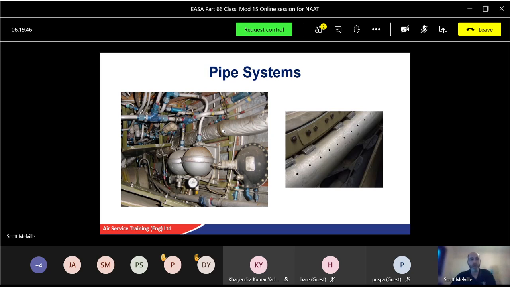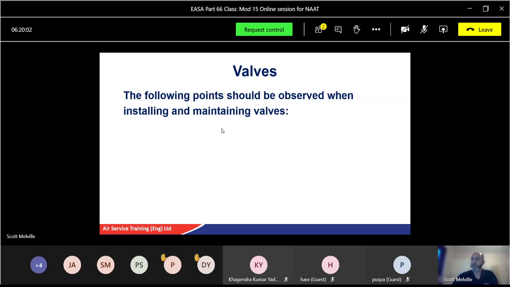Don't go in there poking bits about, because you might affect the metal structure. You can bend them to a certain degree, so cold forming is allowed, again in line with your maintenance manual. At the end of the day, make sure everything's secured and ready to go.